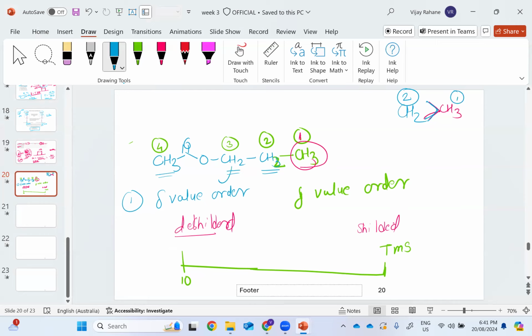Now, between this CH2 and this CH3, which one should be more shielded? Here we have CH3, which is directly attached to the carbonyl group, and here we have the CH2, which is attached to the oxygen atom. So which one will be more shielded among the CH3 and CH2? Right, this CH2 will be shielded as compared to this CH3. So the order will be in this way.